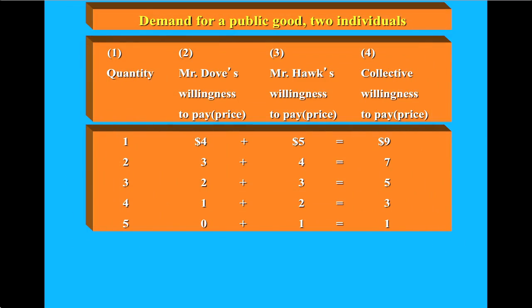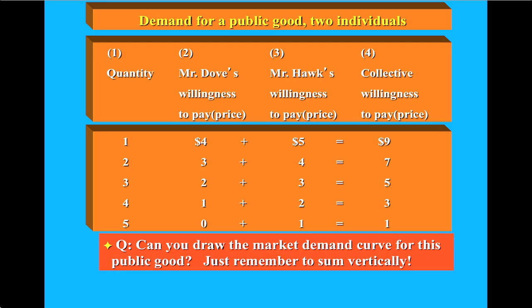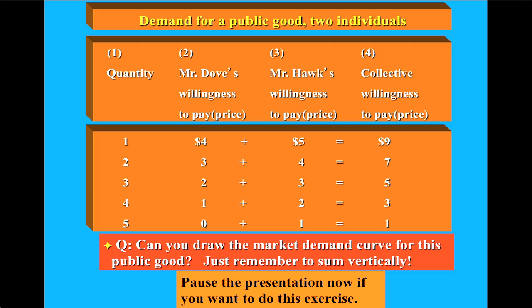Now contrast this situation with the demand schedules for national defense of Mr. Hawk and Mr. Dove. And note that these demand schedules are phantom demand curves because, as I have already explained, these two people will not actually reveal their true preferences in the marketplace about how they value defense, but rather prefer a free ride. However, for the purposes of this example, we can assume that this information has been discovered through an opinion survey indicating the willingness of both Mr. Hawk and Mr. Dove to pay for added units of national defense. Can you draw the market demand curve for this public good? Just remember to sum vertically.